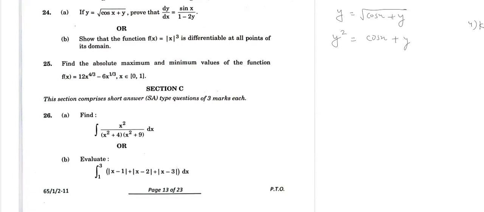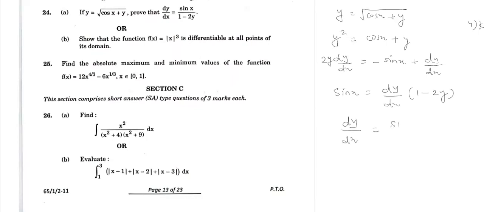Now differentiate on both sides. So differentiating, we will get 2y dy by dx is equal to derivative of cos, which is minus sin x, plus dy by dx. Okay, sin x we can take on the other side, so it will become sin x is equal to dy by dx. We will take common, so it will be 1 minus 2y. So we will get dy by dx is equal to sin x by 1 minus 2y, which was required.